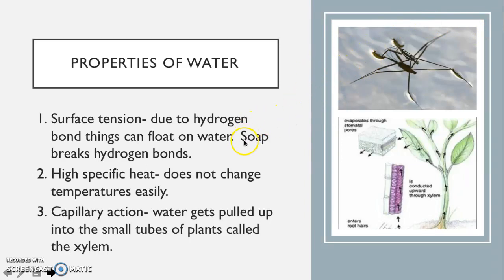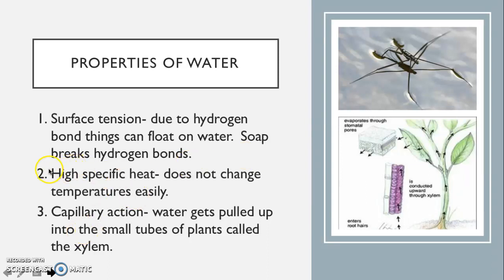We also saw that soap breaks hydrogen bonds. Soap is non-polar, and if soap molecules get in between the hydrogen bonds of the water, it'll cause those molecules to separate, so breaking that surface tension.